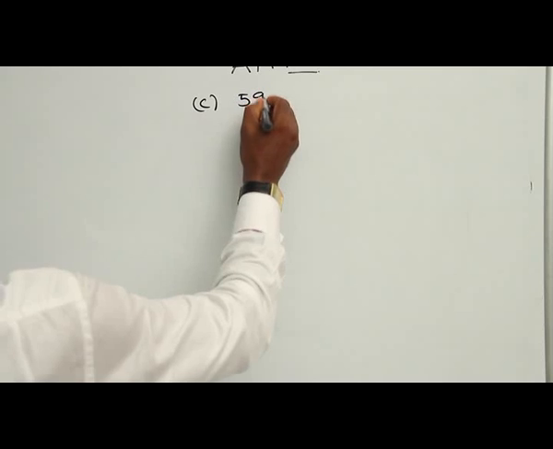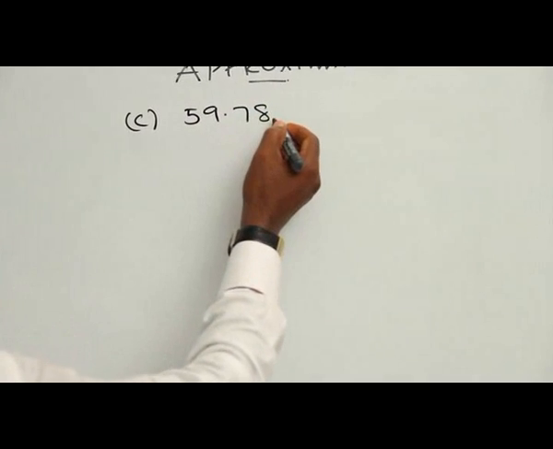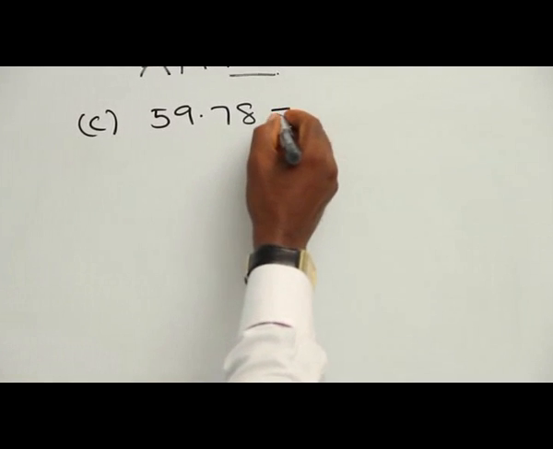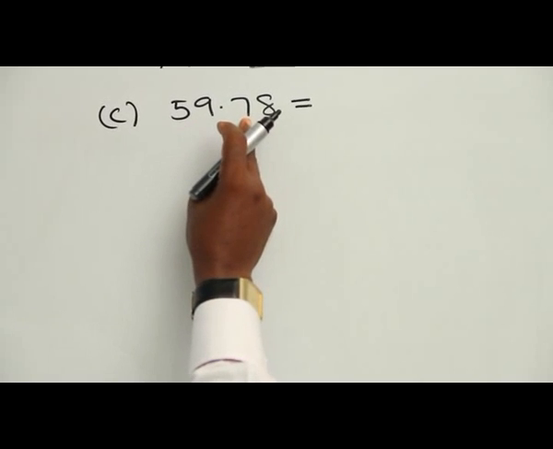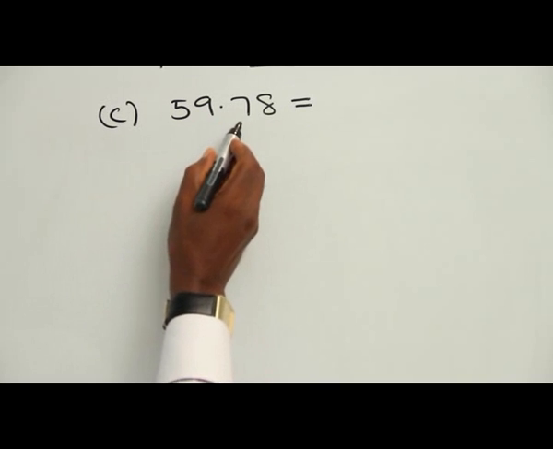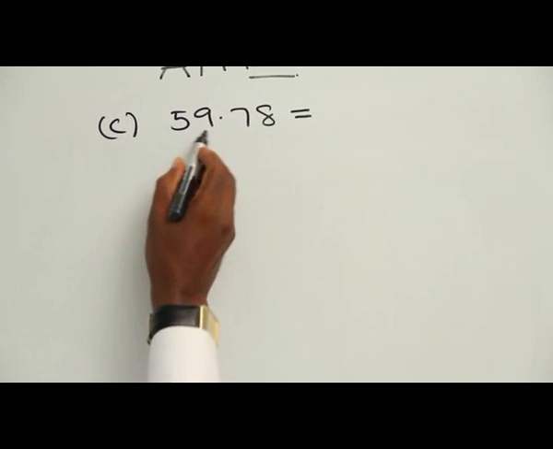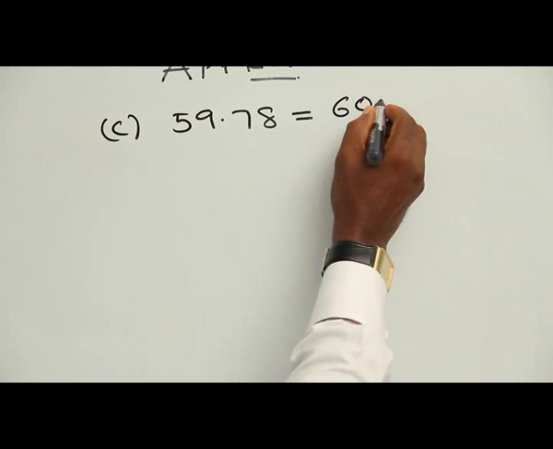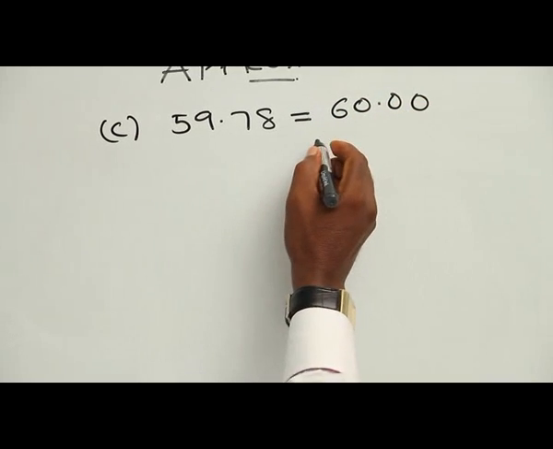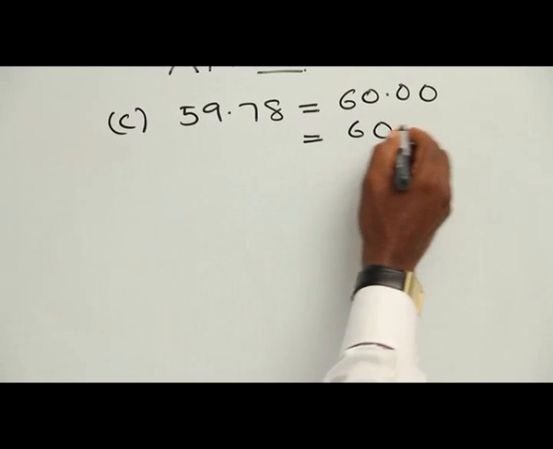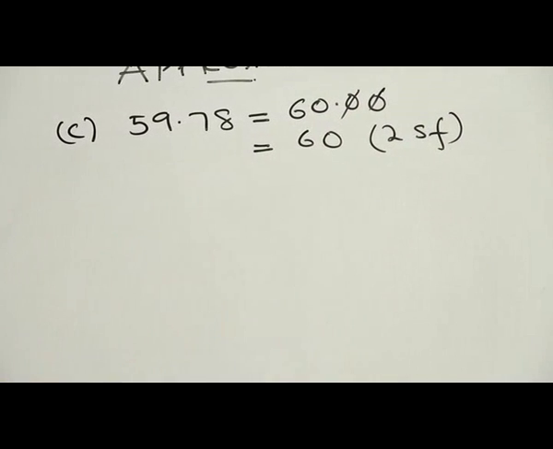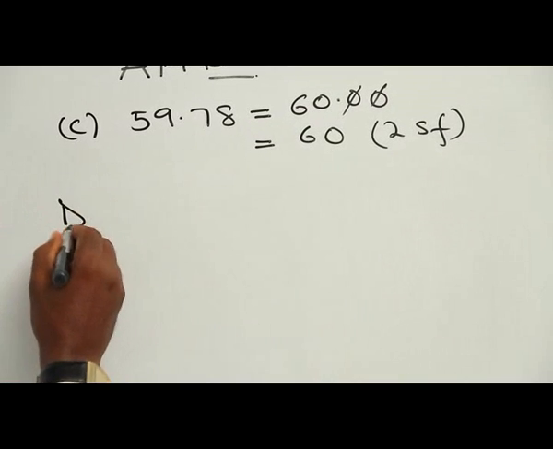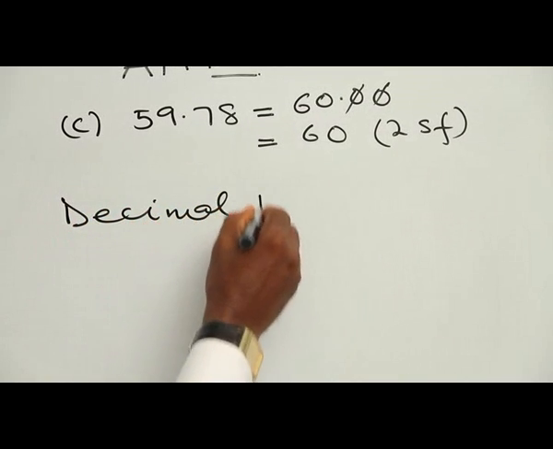Another example, say 59.78 to two significant figures will be equal to 1, 2. The next number 7 is up to 5. You approximate it to 10, and then of course put down 0, carry 1, add it to this to give you 60.00. And of course this is the same as writing 60 to two significant figures, and these zeros are no longer necessary.